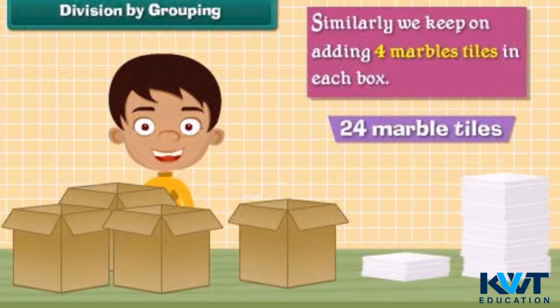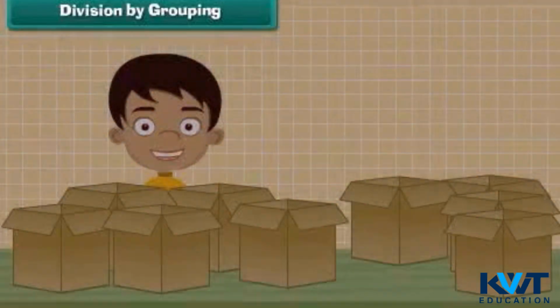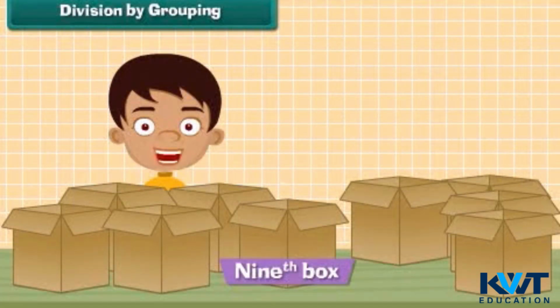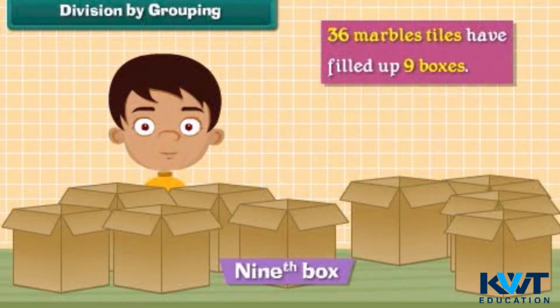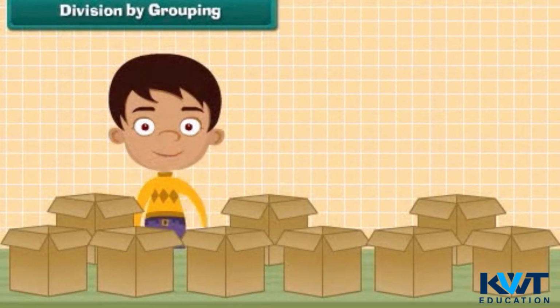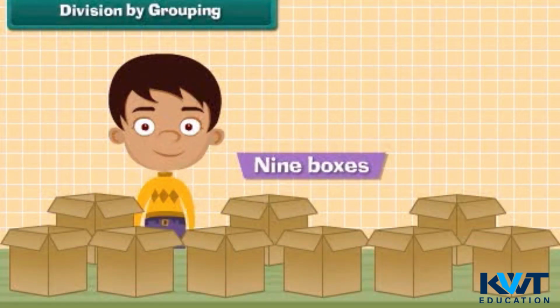Similarly, we keep on adding 4 marble tiles in each box. So at last we have the 9th box in which the last 4 marble tiles are kept. 36 marble tiles have filled up 9 boxes. 36 marble tiles put into equal groups of 4 need 9 boxes.